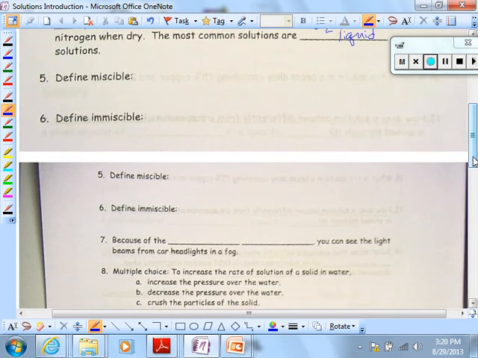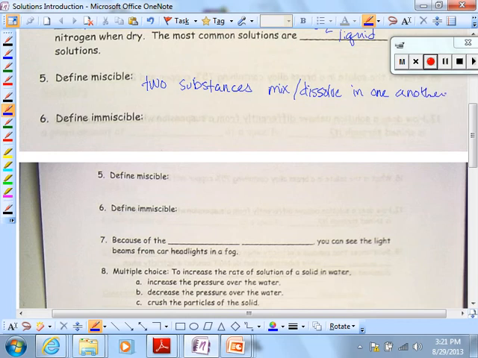All right? Define miscible and immiscible. So these are just opposite words. Miscible is when two substances mix or dissolve in one another to make one homogeneous solution. All right, immiscible is the opposite. I'm not going to write out that whole definition, but you can figure, okay, whatever the opposite of that is, it would be two substances that do not mix or dissolve to make one homogeneous solution. So what type of solution are we going to get when we have immiscible things? Heterogeneous solution.